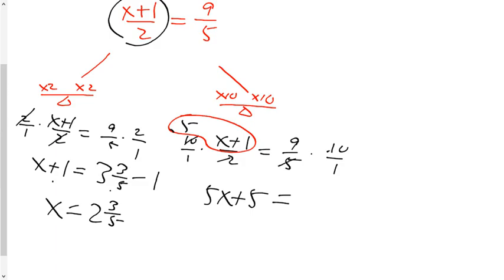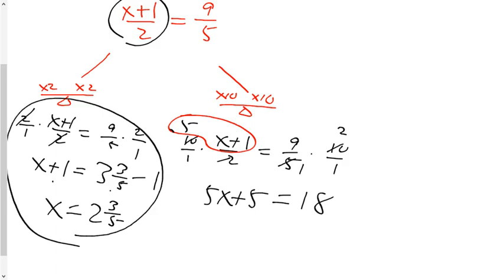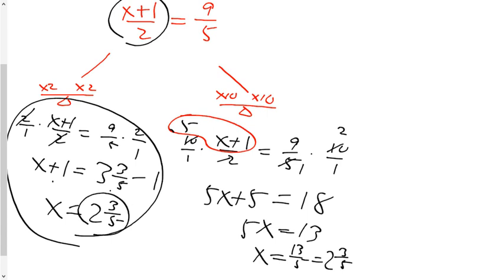Over here, when I cross reduce, I get 18. So significantly easier looking than here is this equation, 5x plus 5 equals 18. Subtract 5 from both sides, you get 5x equals 13. Divide both sides by 5. And you get x equals 13/5 or 2 3/5, which is the exact same answer we got over here.